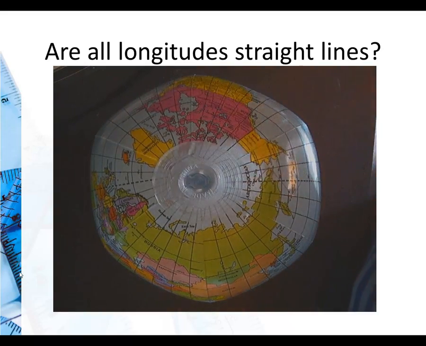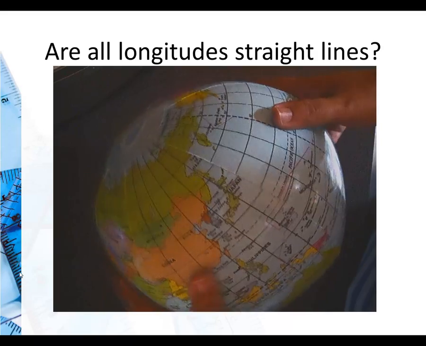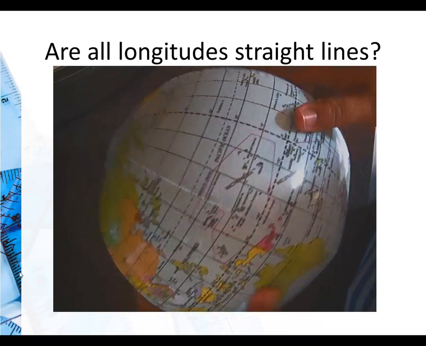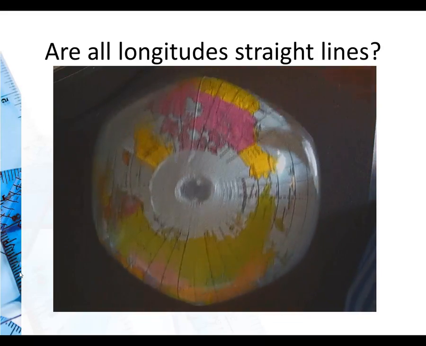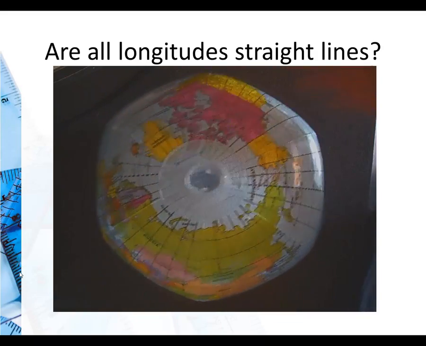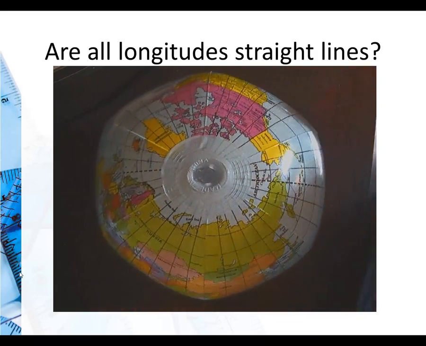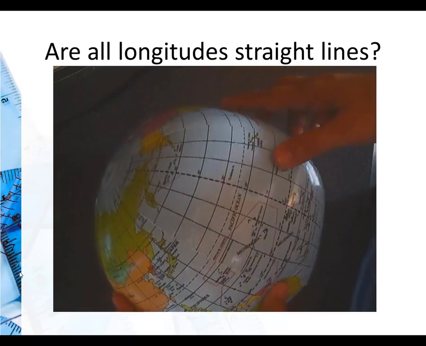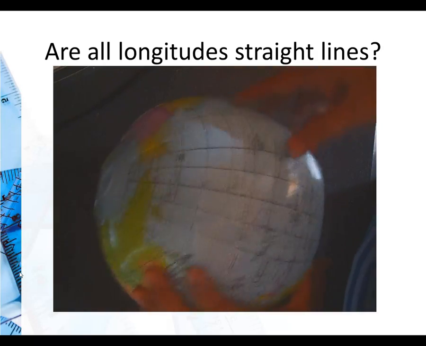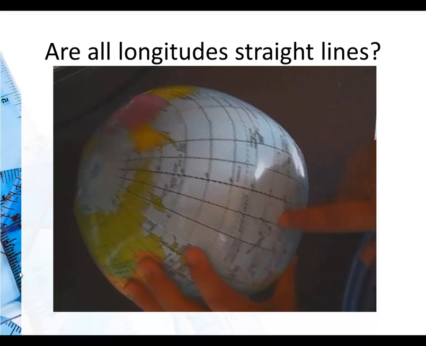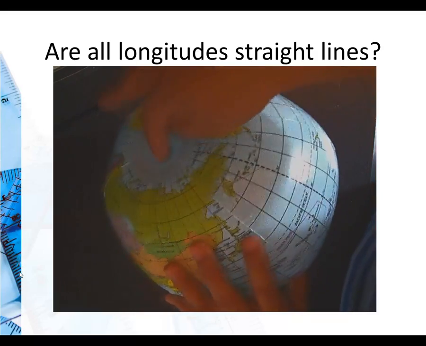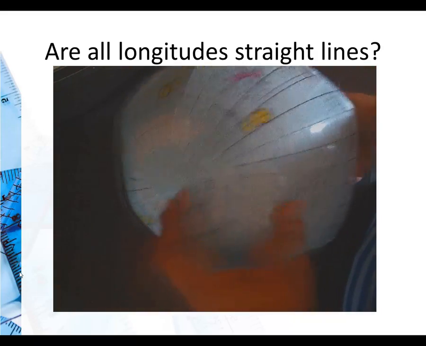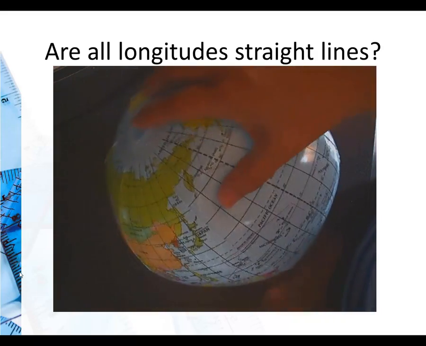Okay, I'm using a cheap plastic inflatable globe to simulate a sphere. It's not a perfect sphere, but it'll do for our purposes. So we're looking at lines on the globe. Are there any straight lines on the globe? And if you look at it, there are two types of lines. There are longitudes, which go north to south or south to north. They meet at the North Pole and they meet at the South Pole, all right?